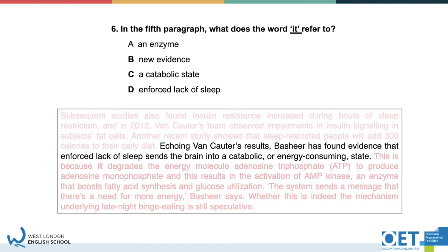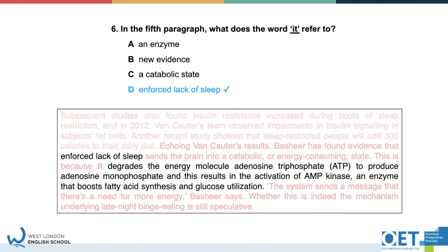So if we're looking before, we want to look at what sends the brain into this state, and we can see that it's enforced lack of sleep. So enforced lack of sleep sends the brain into a catabolic state. This, so the reason the brain is sent into the state is because enforced lack of sleep degrades the energy molecule. So our answer there needs to be enforced lack of sleep. If we look at those two sentences together, we can see enforced lack of sleep degrades the energy molecule.